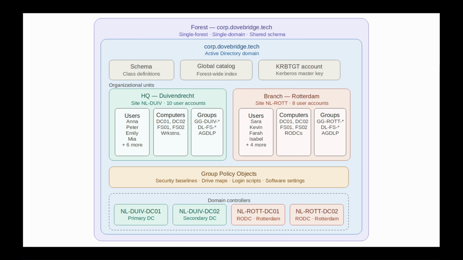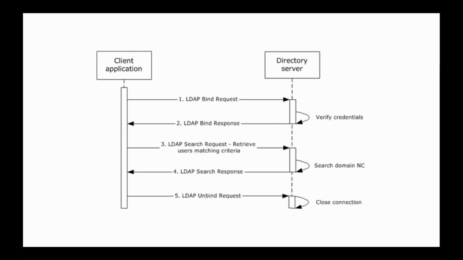That's what a directory service is. It's a structured database, optimized for reading, designed for fast lookups, that holds information about every object in your environment. Users, computers, groups, printers, services. It answers the fundamental question every enterprise network needs to answer. Who are you and what are you allowed to do? Now, a directory service is a concept.